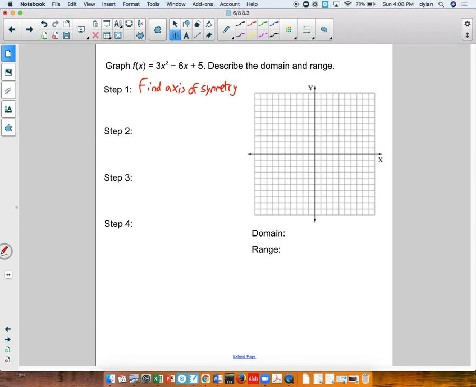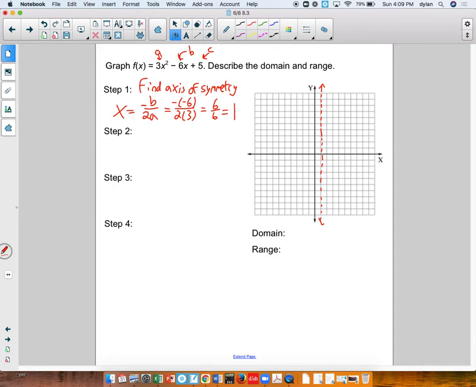And to do that, we're going to use our equation x equals negative b over 2a. In this case, b is negative 6, a is 3, and c is 5. So negative b over 2a would be negative 6 over 2 times 3. In other words, it's 6 over 6, which equals 1. So I'm going to draw in our axis of symmetry along the line x equals 1.